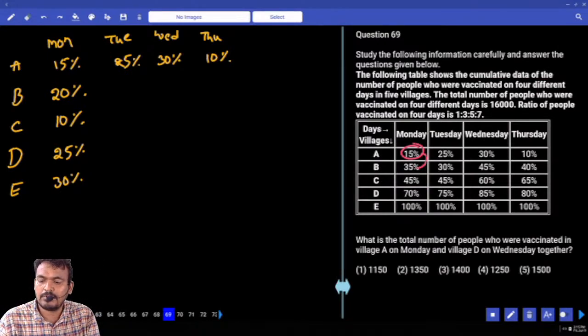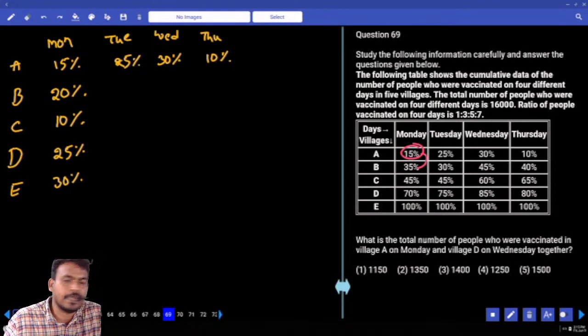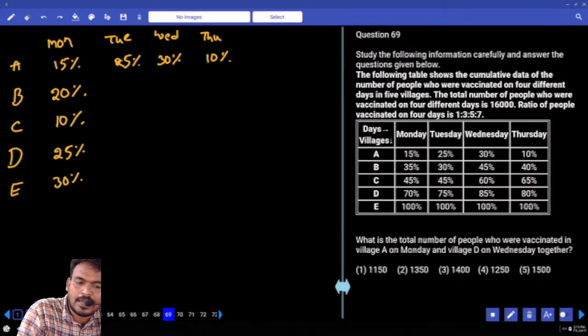Or simply we can say first one 15. Second one difference between first term and second term. 15 and 35 difference 20. Again 35 and 45 difference 10. 45 and 70 difference 25. 70 and 100 difference 30. Clear?